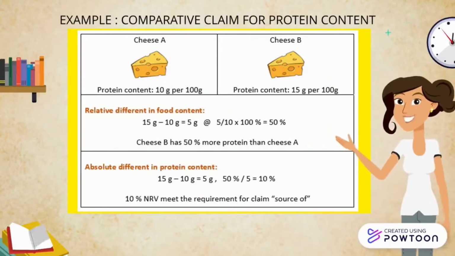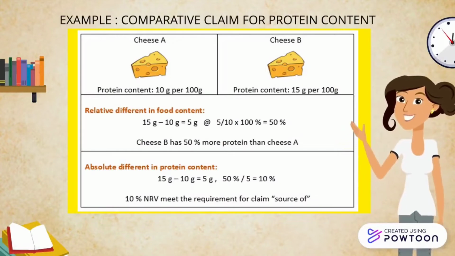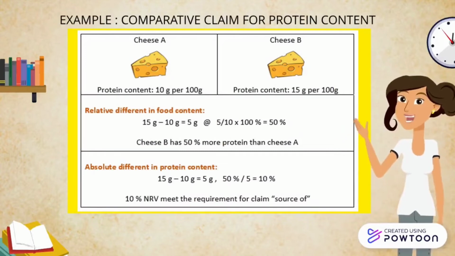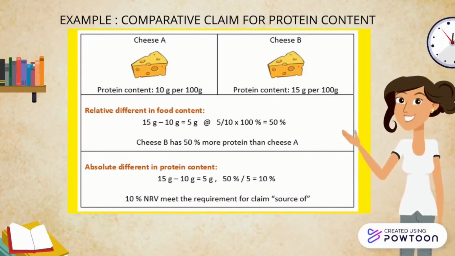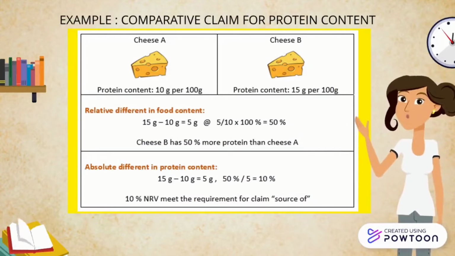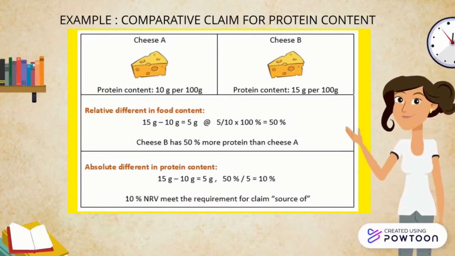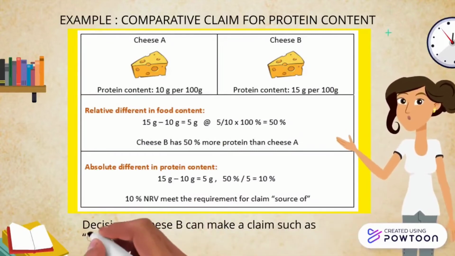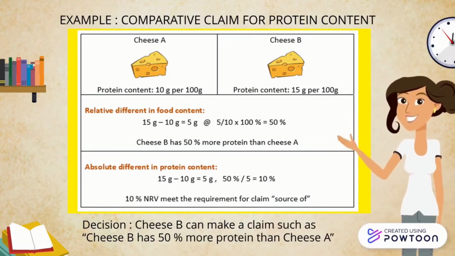For instance, we have cheese A with old formulation and cheese B with new formulation. The protein content in cheese A is 10 gram per 100 gram, whereas for cheese B is 15 gram per 100 gram. The relative difference in protein between cheese A and cheese B is 5 gram or 50%. Besides, the absolute difference is 5 gram, which is also equivalent to 10% nutrient reference value (NRV). Since the 10% NRV meets the requirement for claim source of, therefore, cheese B can make a claim such as cheese B has 50% more protein than cheese A.